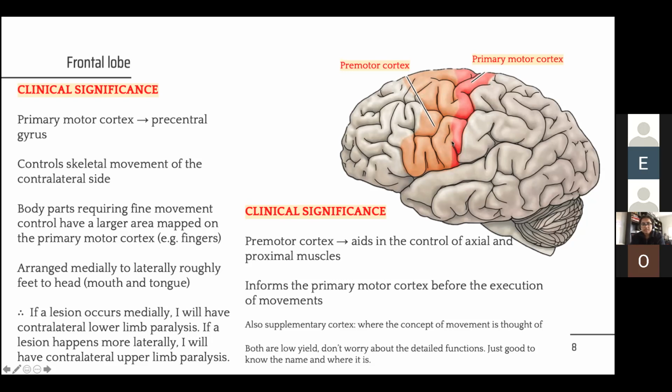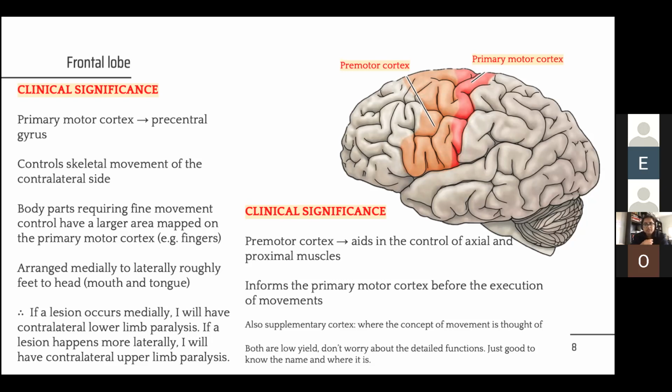The other, lower yield things that sometimes come up are the premotor cortex and the supplementary cortex. The supplementary cortex isn't in this diagram, but the premotor cortex is this orange part, and the supplementary cortex is the bit before that. The premotor cortex essentially informs the primary motor cortex of what's going on, and the supplementary cortex is like the part before that.